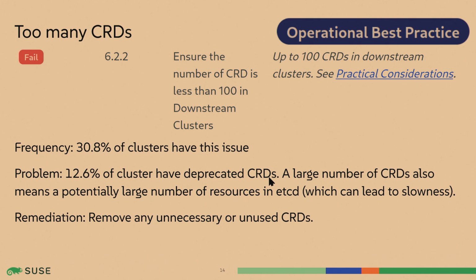And again, this one's relatively easy once you know it's an issue. You go through and make certain that you've removed any CRDs that are no longer in use. But again, hard to catch if you're not looking for it.